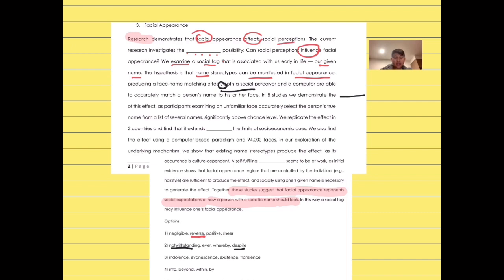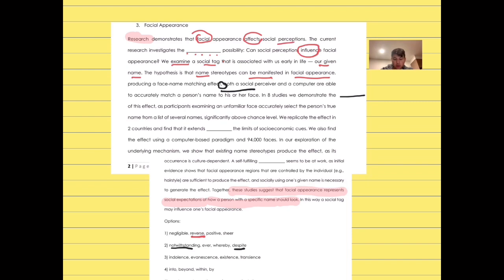Despite means regardless of, although, even though. I'm not gonna choose both of them, because both of them cannot be the answer for my second blank. How about ever? Ever, for example, if I say, don't you ever get tired? Ever can be in this one. I don't think so. I have to go with whereby.